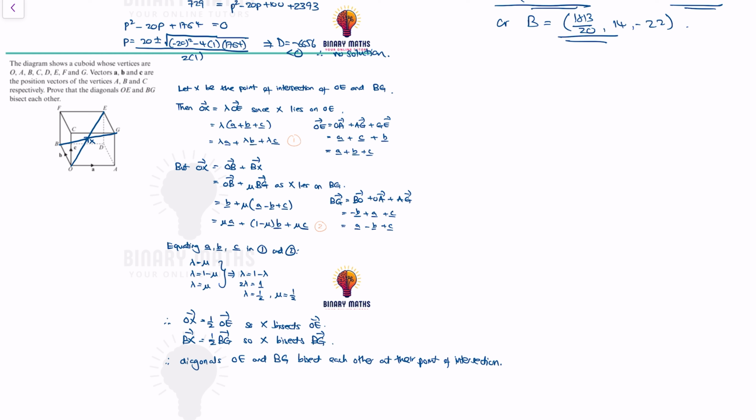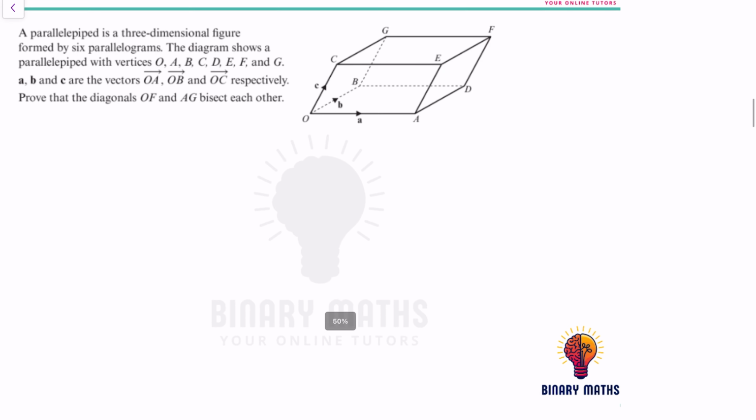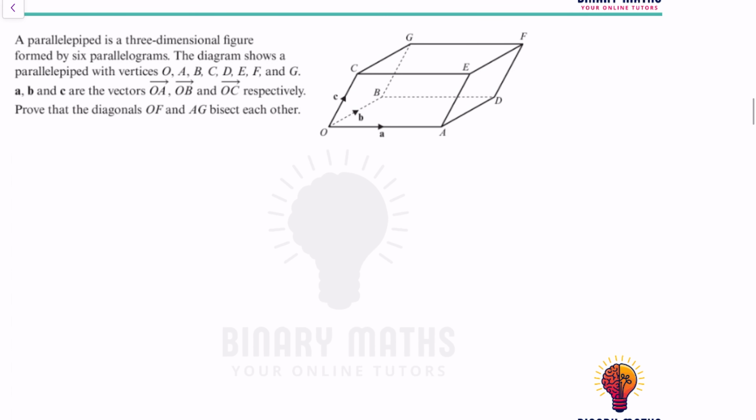Okay, so the whole skill here is to find two different routes for getting to the middle, and then equate them. So here's another example. It's very similar. A parallelepiped is a three-dimensional figure formed by 6 parallelograms. The diagram shows a parallelepiped with vertices O, A, B, C, D, E, F, and G. A, B, C are vectors OA, OB, and OC respectively. Prove that OF and AG bisect each other. So O to F is here, and A to G is there.